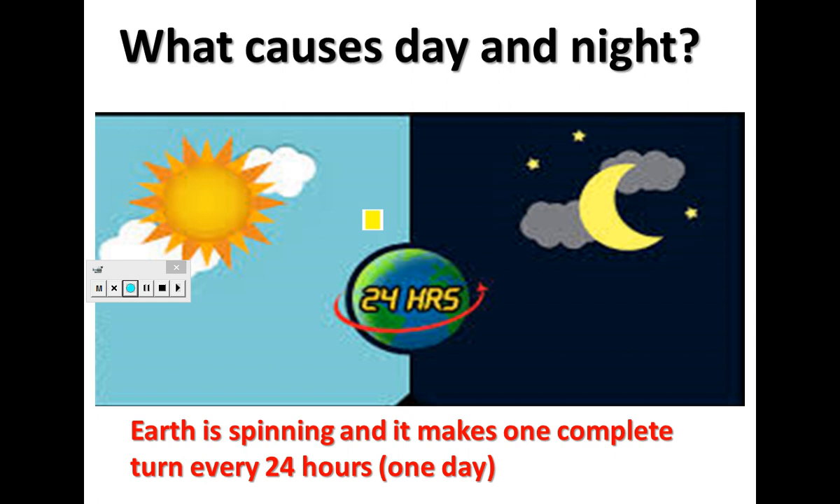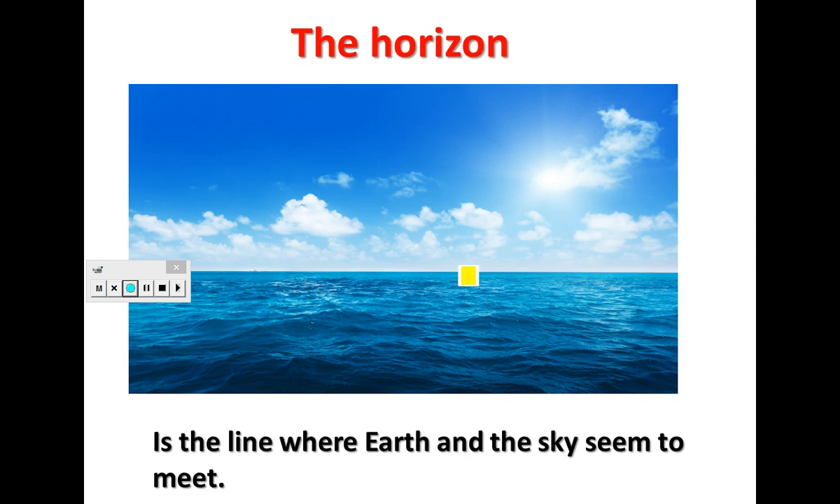Okay, so again, it takes how long to make one complete spin? Earth takes about 24 hours or 1 day. Okay, so 12 hours daytime and 12 hours nighttime, but sometimes, of course, it varies or changes. Then we said, what is the horizon? Again, we are reviewing right now. I guess all of you know about it by now. This line, where Earth and the sky seem to meet, we said this line is called the horizon.